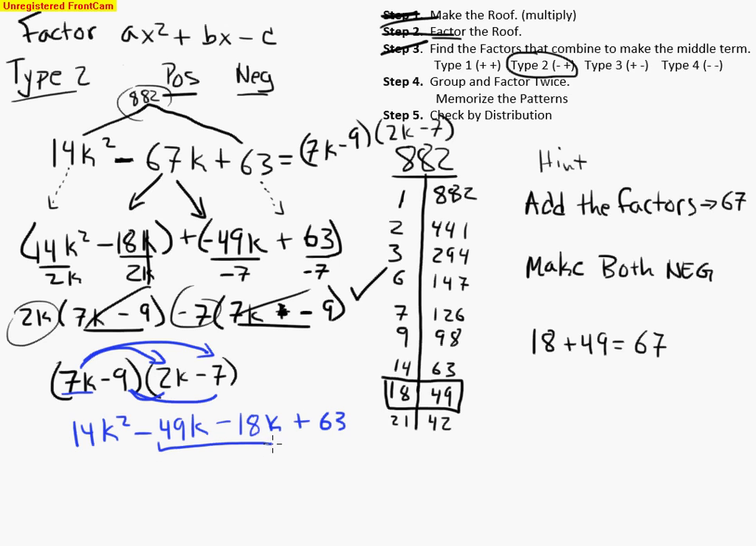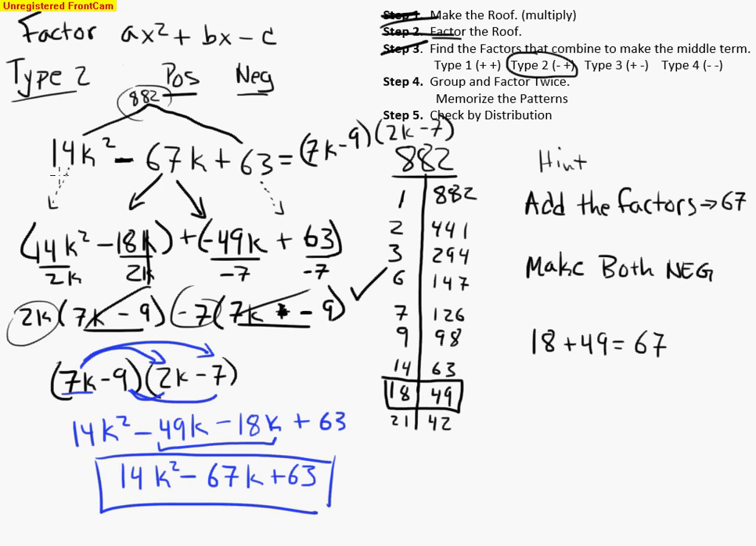Combine my like terms right here. Two negatives, I add them, I keep the negative, so that's going to be negative 67k plus 63. And I have 14k squared here. This looks exactly the same. So I've done it correctly.